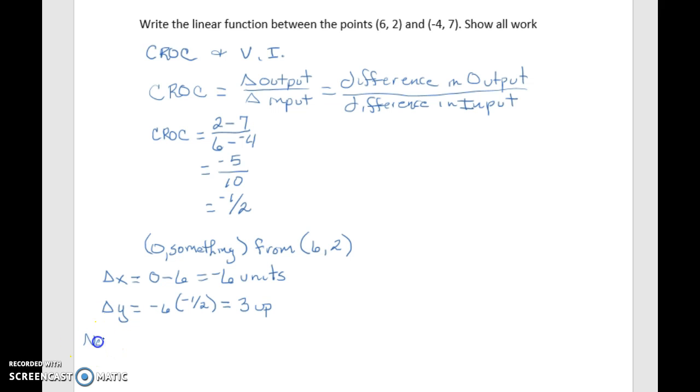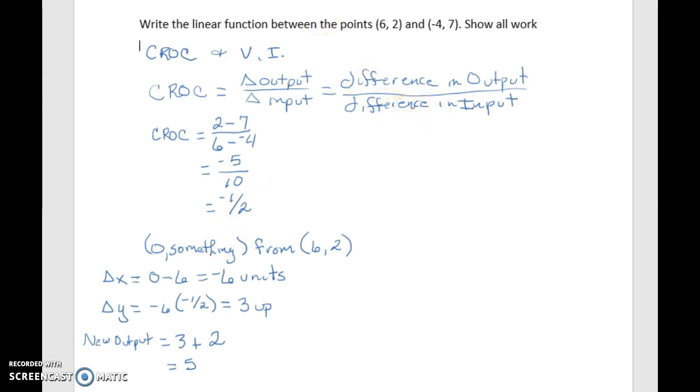So our new output, or in this case it would be the something, is going to go from, we're going to go 3 spaces up from 2, and that gives us 5. So we now know the vertical intercept is 0, 5.